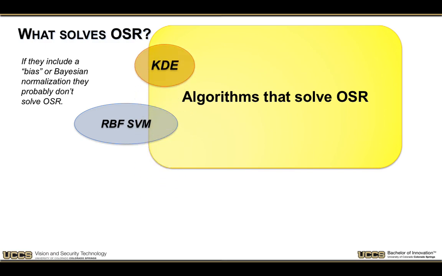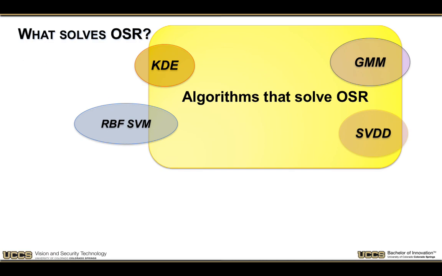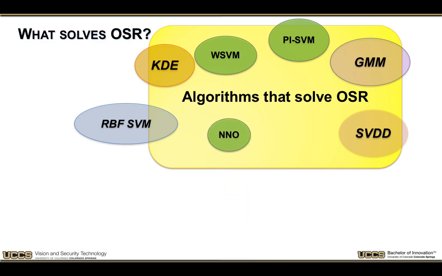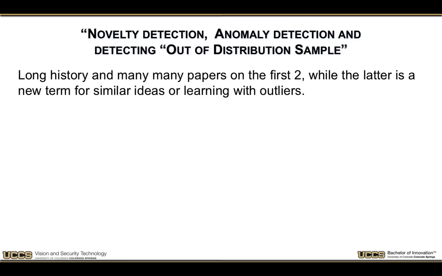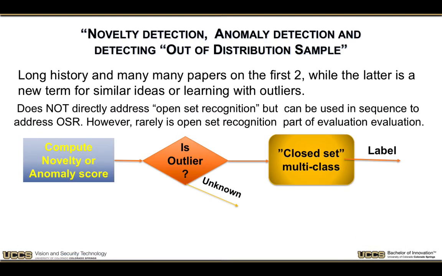So is there a question? Are there other algorithms that solve this? There's actually a whole bunch of things like RBF SVMs, KDEs, GMMs, SVDD, well-known algorithms that sometimes solve it, okay? But none of them always solve it. We've invented a class of algorithms like WSVM, NNO, EVM, which I'll talk about in a second, that provably solve it all the time, okay? And the biggest thing you have to know is anything that labels all of space, an infinite amount, like a linear classifier or an SVM, will have unbounded open space risk and just never solve the problem completely.